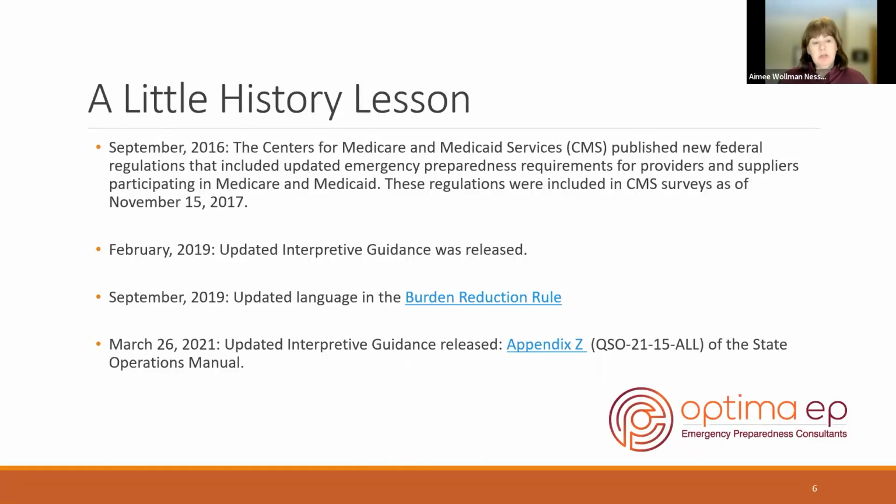And so in March of 21, they released yet another update to the emergency preparedness ruling that is now lovingly referred to as Appendix Z. This is a very important document that you need to know and know well, because it talks specifically about what the requirements are for this emergency preparedness ruling. And Appendix Z specifically has some additions that are key that we're going to talk about today. And these are additions that were born out of the lessons learned from COVID.